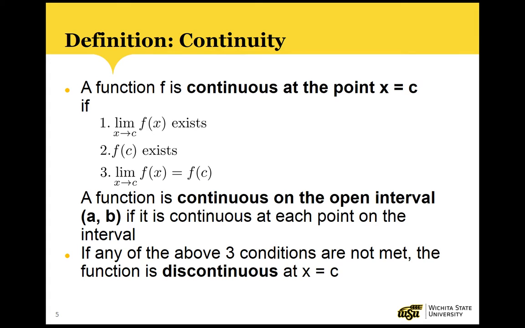Furthermore, we say that a function is continuous on the open interval from a to b if every point in the interval (a, b) is a point where the function is continuous. And we say that a function is discontinuous at a value x equals c whenever any of the three above conditions fail to be met.